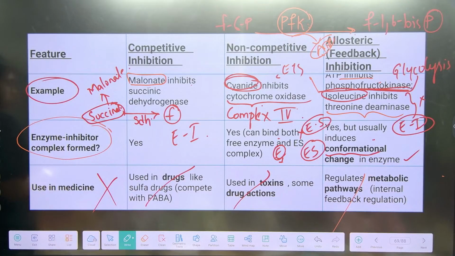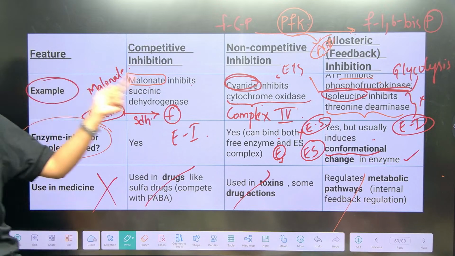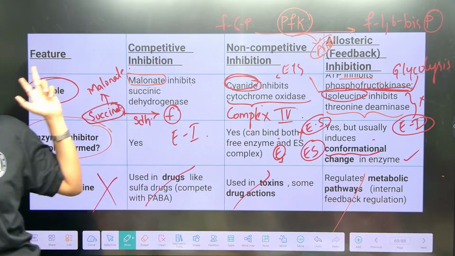Questions can be asked. Okay, because all those 3 are there in your NCERT, right? TCA cycle is there, complex 4 ETS is there, glycolysis is also there.